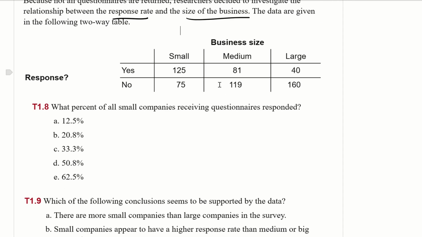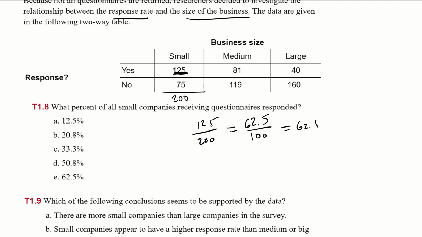All right. Okay, so what percent of all small companies receiving questionnaires responded? So this is a conditional probability, right? So they're looking for a conditional relative frequency here. What percent of all small companies? So we're looking for all the small companies. Of the small companies, there are 200 of them. Of those 200, how many responded? 125. Okay, so it's going to be 125 out of 200, which is the same thing as 62.5 out of 100. So that's 62.5% if you convert that to a percent. So the answer is E.